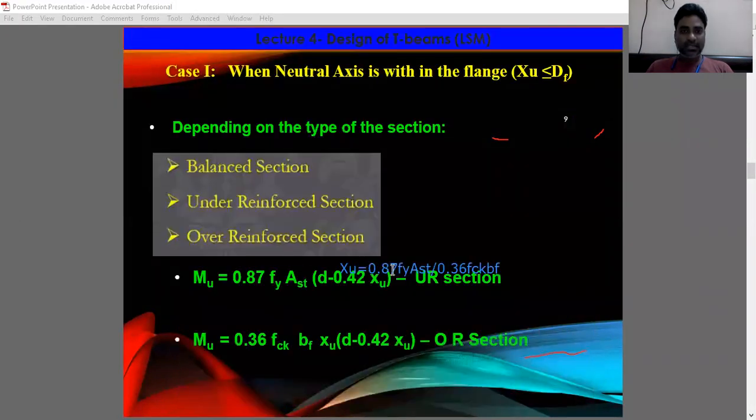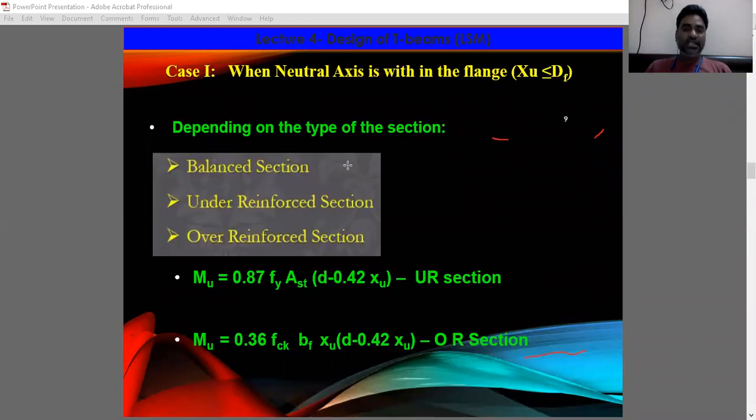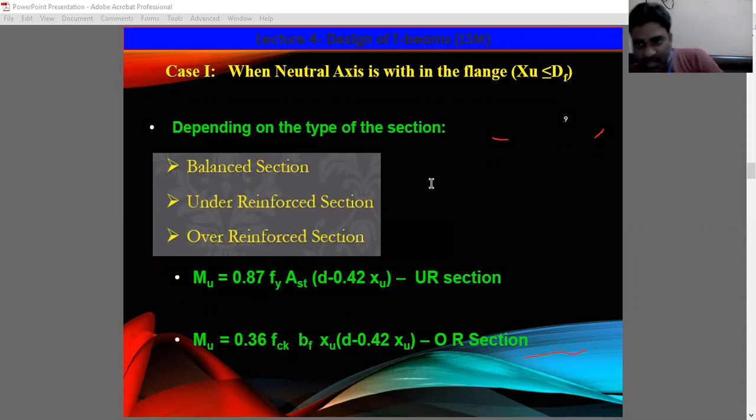Then the moment of resistance depends upon the depth of neutral axis. So now we have calculated the first case: if the neutral axis is within the flange, then you can calculate xu by equating the compressive force to the tension force. After that, you again need to determine xu max, that is the limiting depth of neutral axis. As per the codal provision, it is based upon the grade of steel. You need to determine the xu max, that is already given in your code.